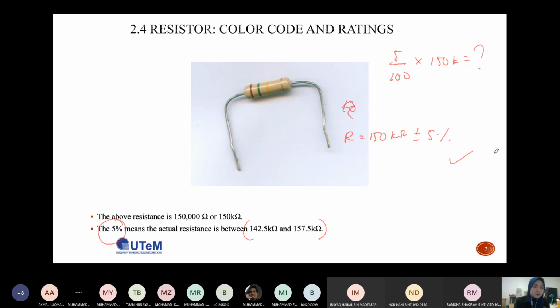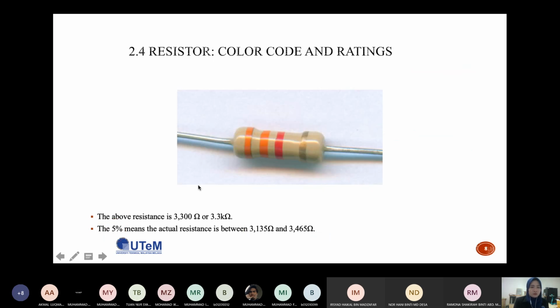And the last example, this one. The first band is orange, so orange is 3. The second band is orange. The third band is red, and red is 2, so add 2 zeros. So this is basically 3.3 kilo ohm.